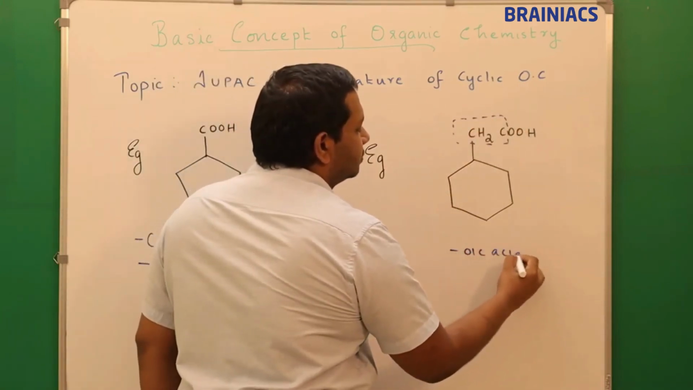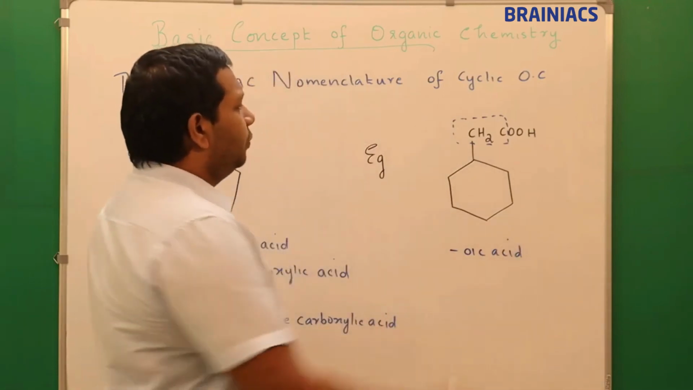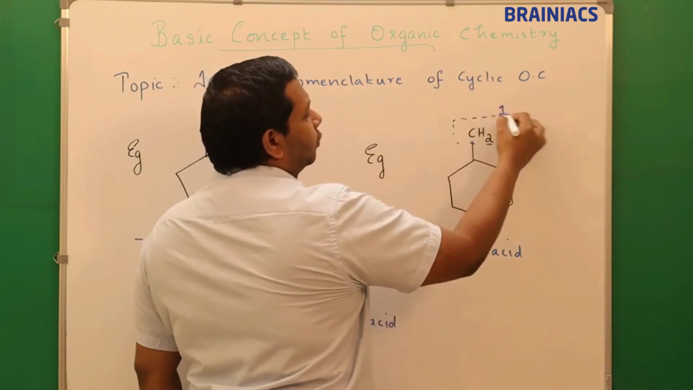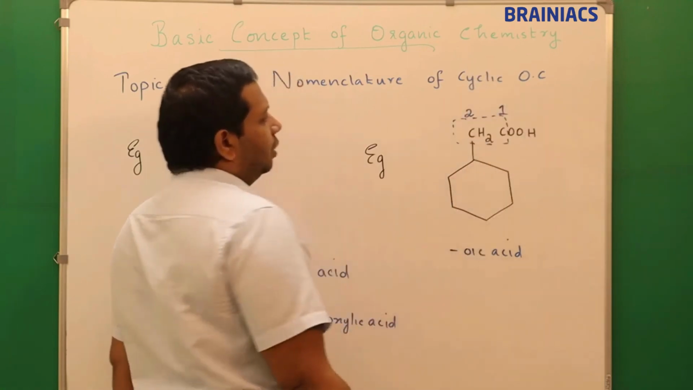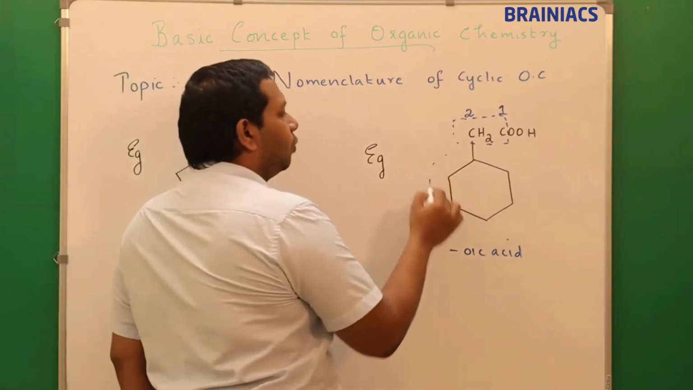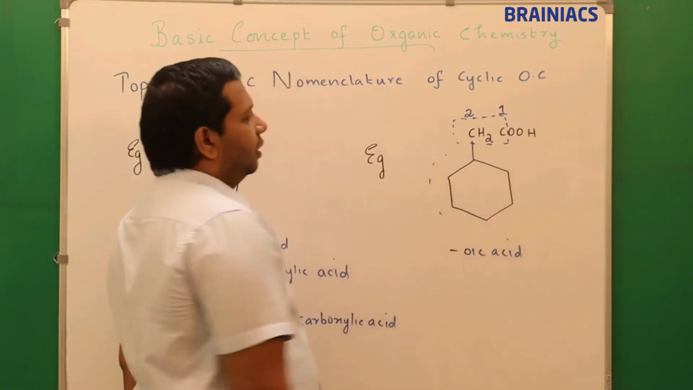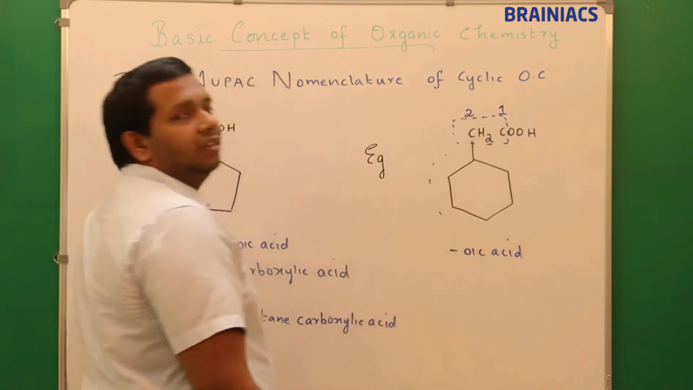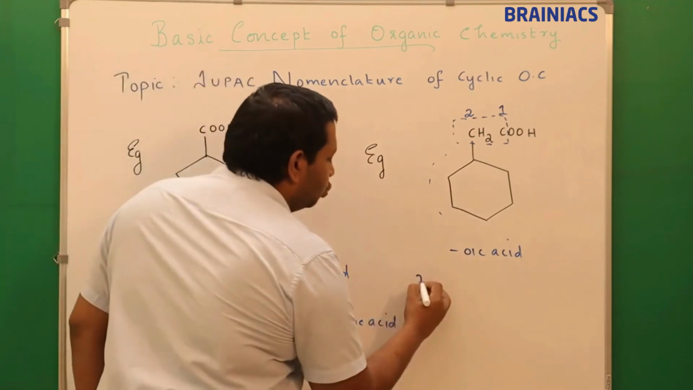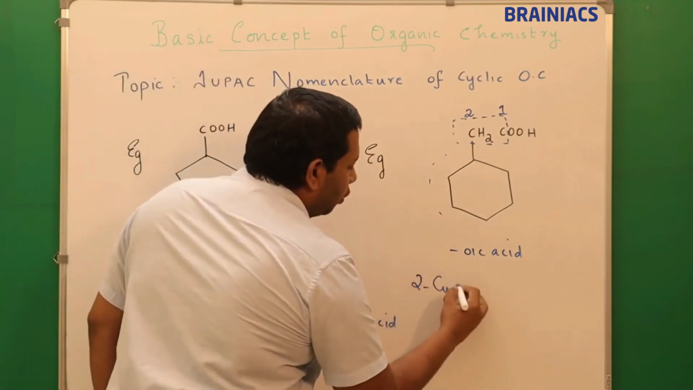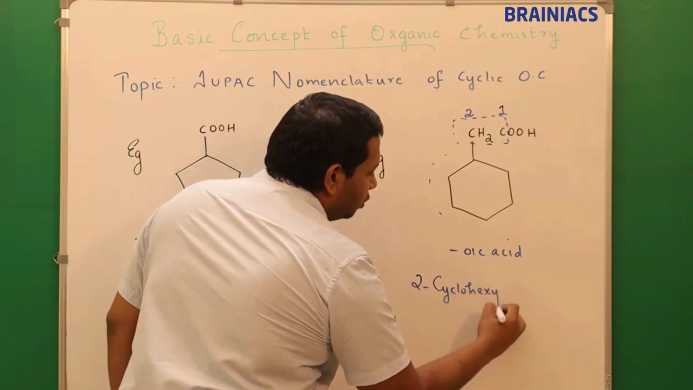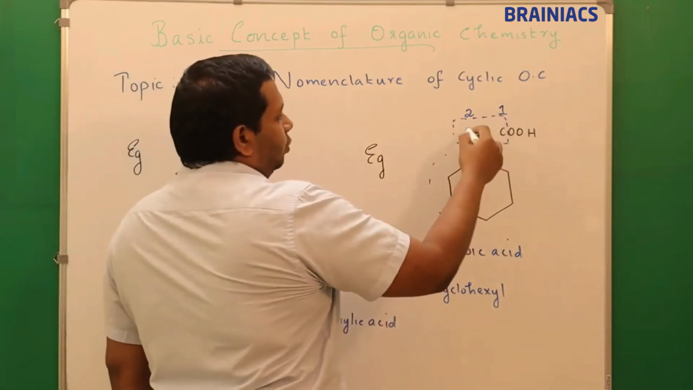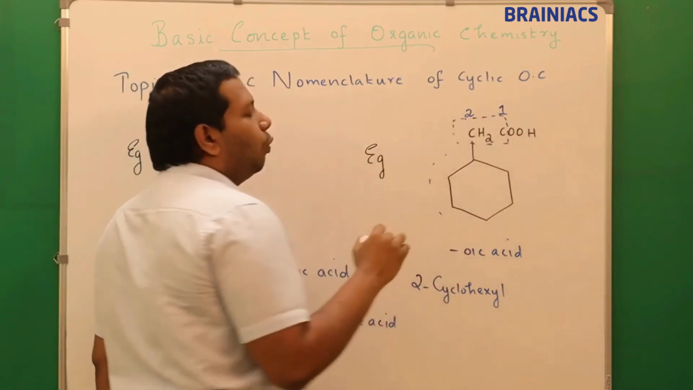Oic acid. Correct? Now if this is the parent carbon chain, so I know that while numbering, this should get the lowest possible number and this should be 2. So in the second position, then this will behave like what? It is a substituent. So how I can name this compound? I can say at the second position. So first I will write the secondary prefix, that is 2-cyclohexyl. Then I will write what?